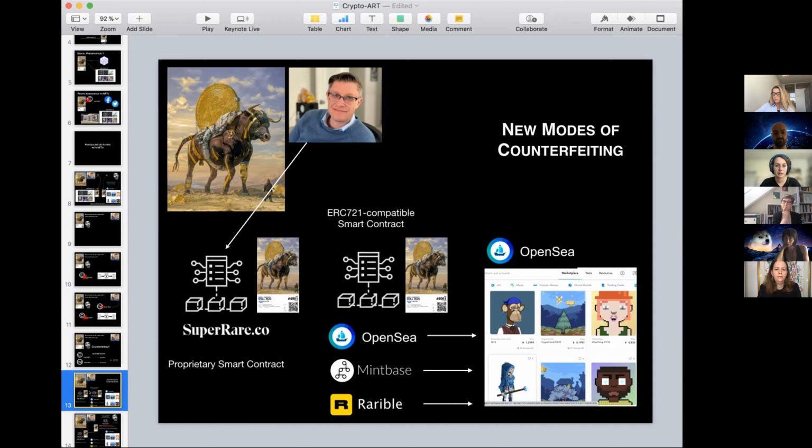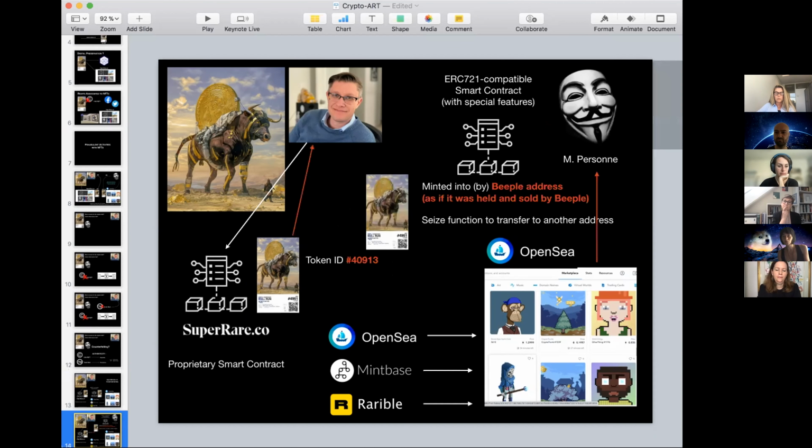Other platforms are more open, and they rely on an ERC-721 compatible smart contract, which is the standard that has been established by Ethereum. The interesting aspect of those is that it is possible to create an NFT on one particular platform, and that NFT, because it's compatible with the standard, will also be visualized on other platforms that recognize the same standard. And so what happened is that an individual, who called himself Monsieur Personne, created a custom-made ERC-721 compatible smart contract, which implemented specific additional features.